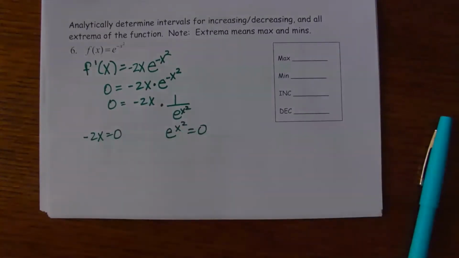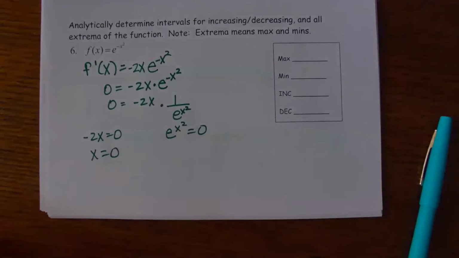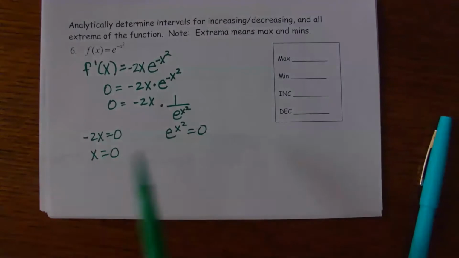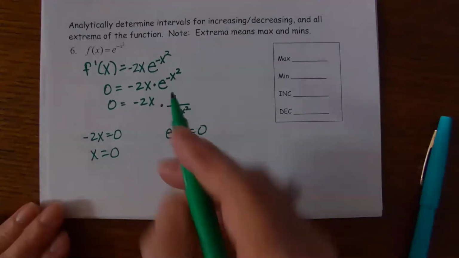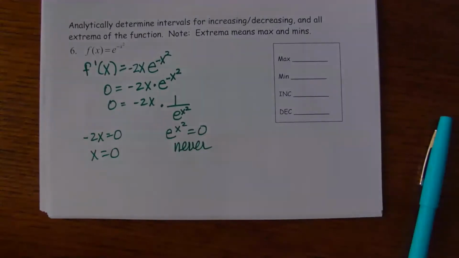Well, what would make negative 2x equal 0? 0. What can you plug into x squared when you have e to the x squared to get it equal to 0? Can you? Is there anything you can plug in here to get a 0 out? No, it's something raised to a power, right? e to the 1 is e. e to the 0 is 1. So we can't do that. It's never going to happen, is it?